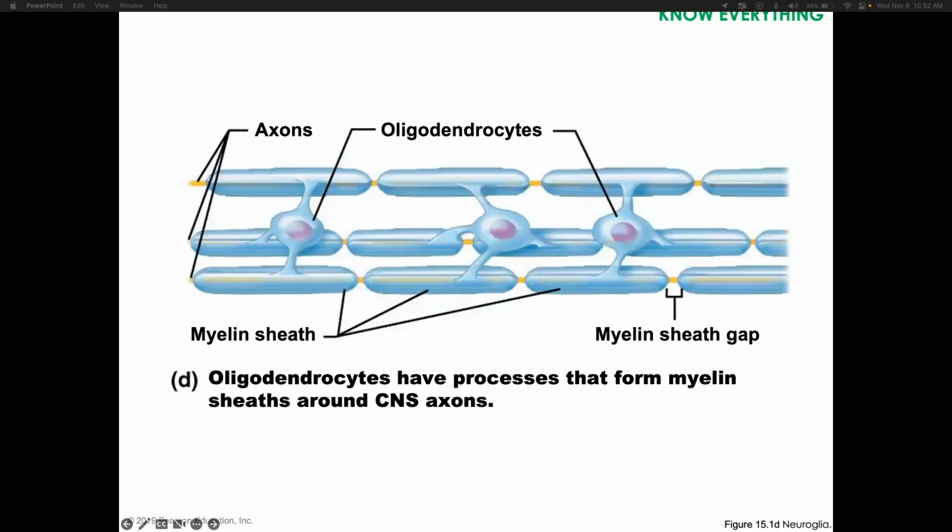The last type of neuroglia that can be found in our central nervous system are the oligodendrocytes. These have processes that form myelin sheaths that wrap around the axon of neurons. Myelin is a form of fat that insulates the axon and helps speed up the transmission of electrical signals.